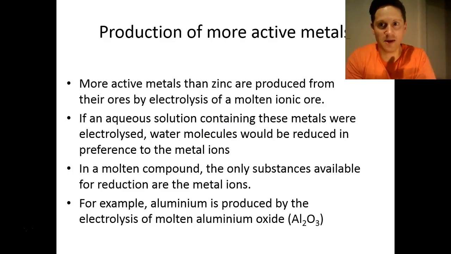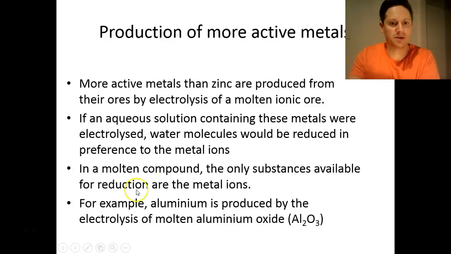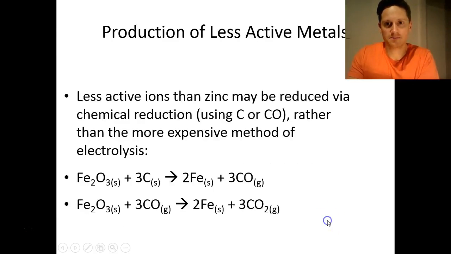The more active a metal is, the harder it is to reduce. So we need to use a molten ionic compound. An example for that is aluminium, which is more active than zinc, is produced by the electrolysis of molten aluminium oxide. If it's a less active metal, then we don't have to do as much electrolysis. We can do a simpler process.